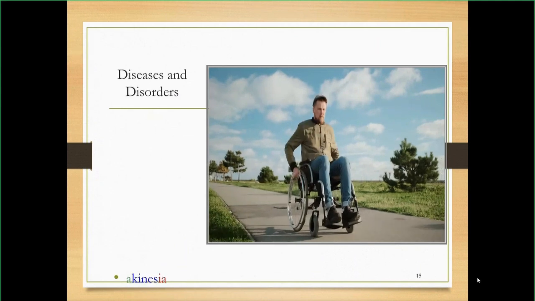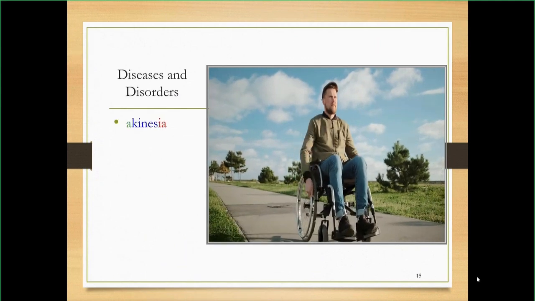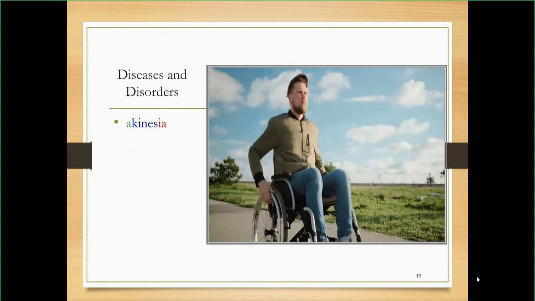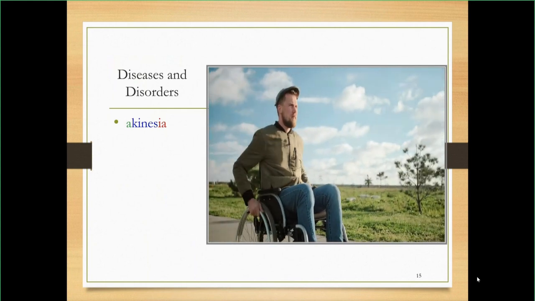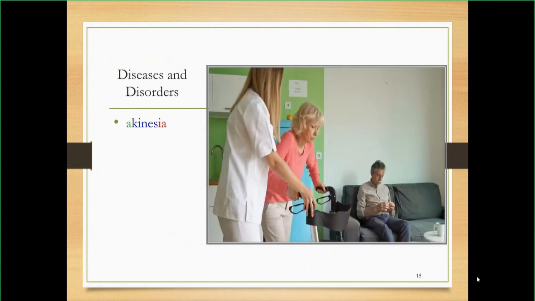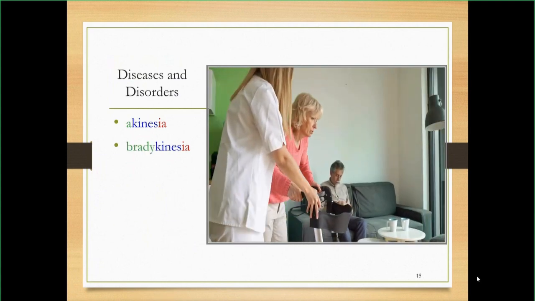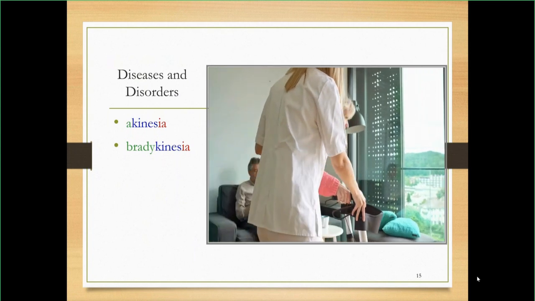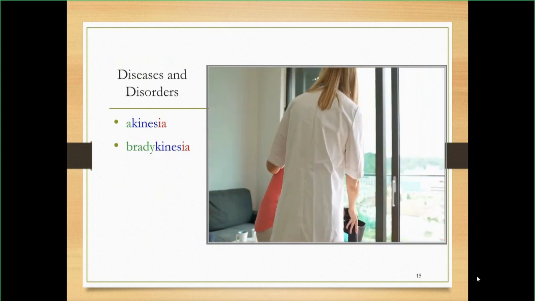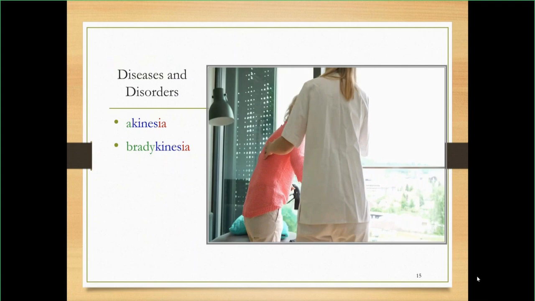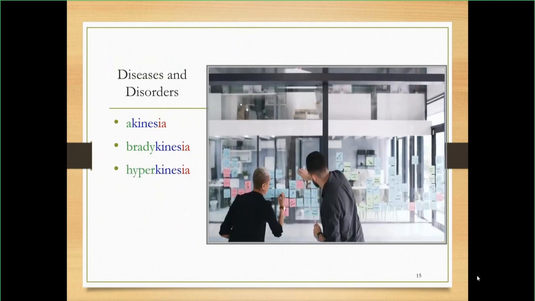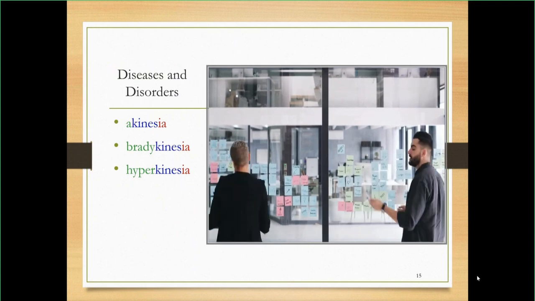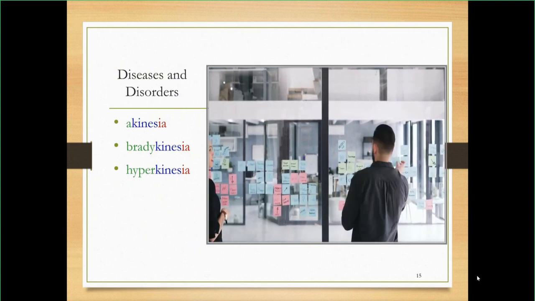Akinesia: a means no, kinesio, movement, and ia, pertaining to. Therefore, akinesia is the complete or partial loss of muscle movement. Bradykinesia, brady means slow, and kinesia, movement. So, bradykinesia is abnormal slowness of movement or sluggishness of mental and physical processes. Hyperkinesia, hyper means excessive, and kinesia, movement. Hyperkinesia is abnormally increased activity or motor function.